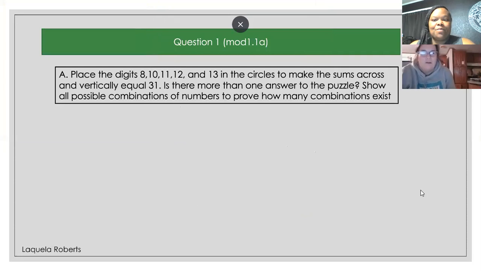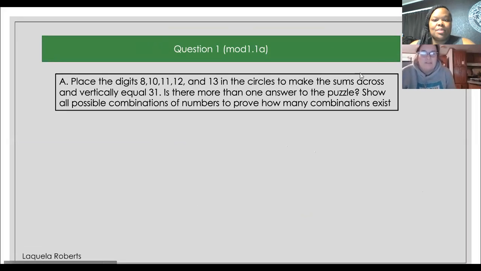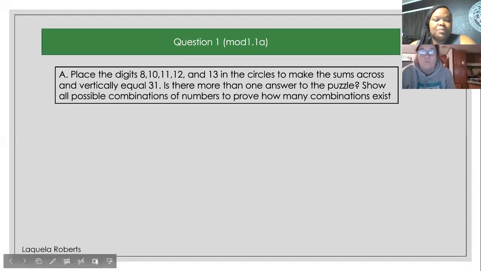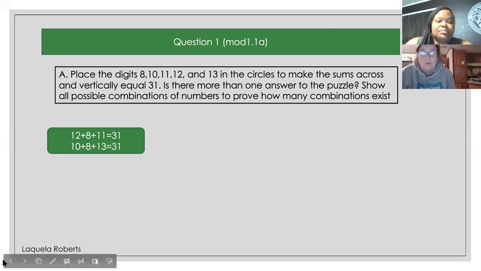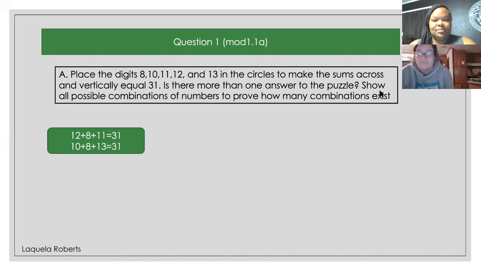Okay, Miss Dominique, place the digits 8, 10, 11, 12, and 13 in the circles to make the sum across and vertical equal 31. Is there more than one answer to the puzzle? Show a possible combination of numbers to prove how many combinations exist. All right, so for our question 1, we have 12 plus 8 plus 11 equals 31. 10 plus 8 plus 13 equals 31.